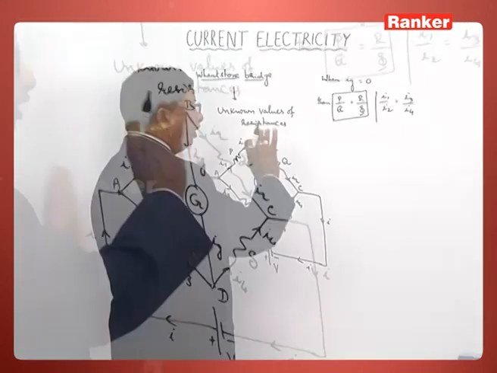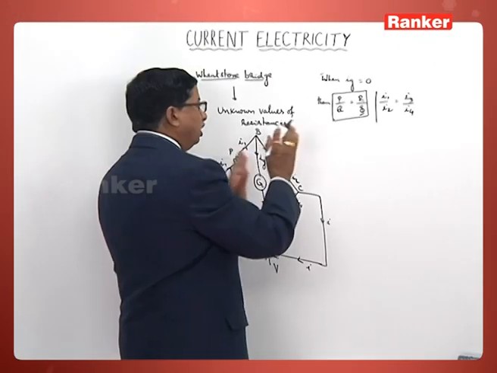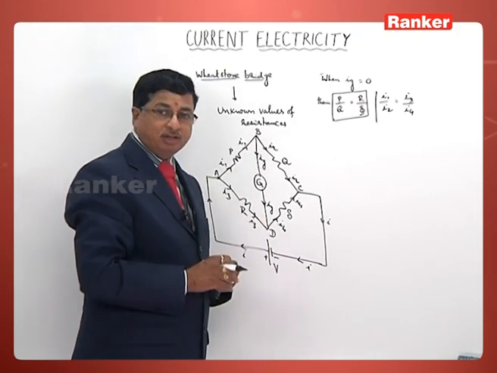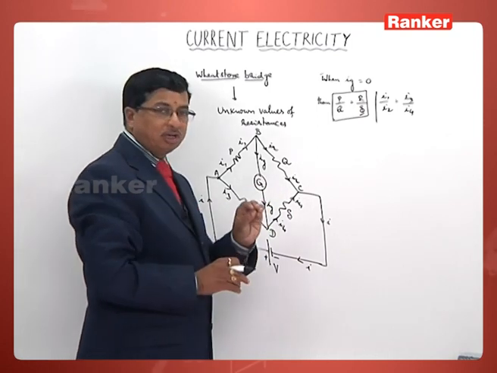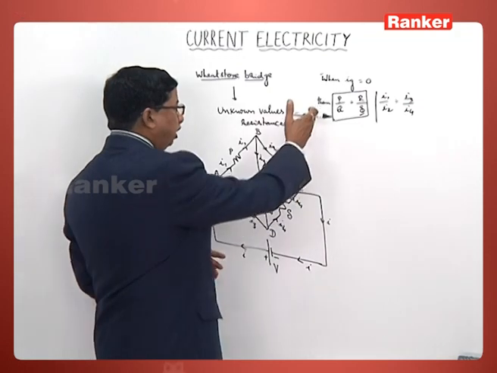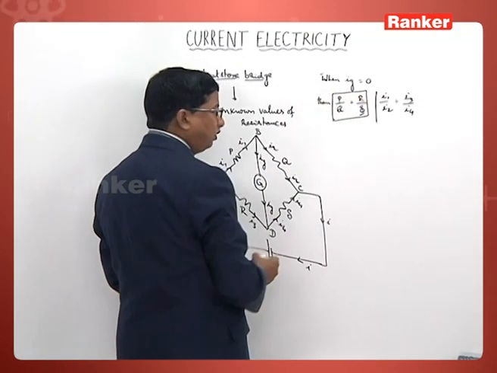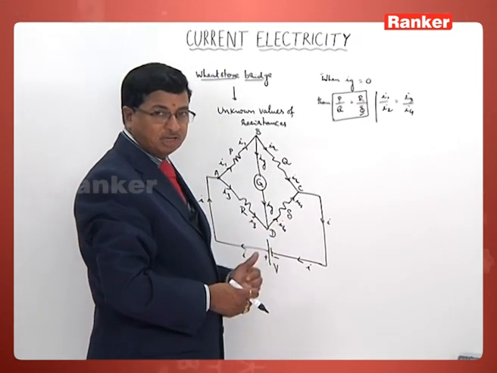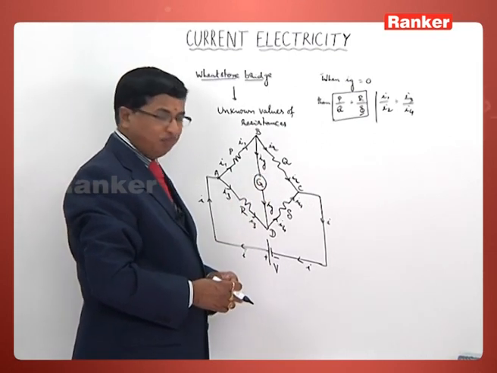So the only point we have to remember here is what is the balancing condition for this, and when can we apply that balancing condition? The balancing condition is that the galvanometer current should be 0. Then we can directly write P by Q and R by S are equal. Thereby the unknown value of resistance can be estimated directly. That is the advantage.